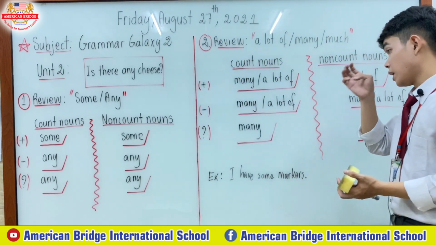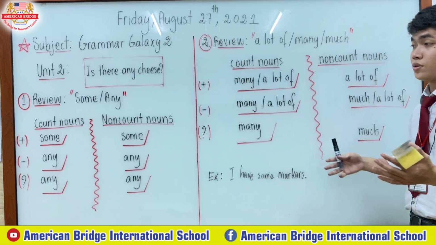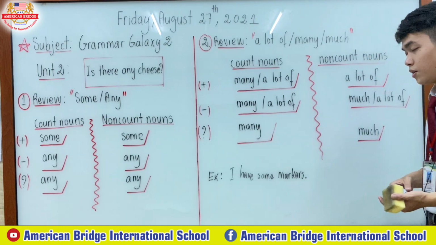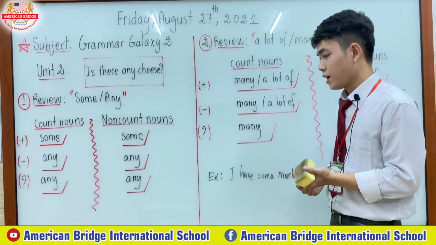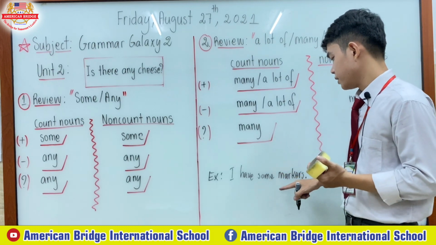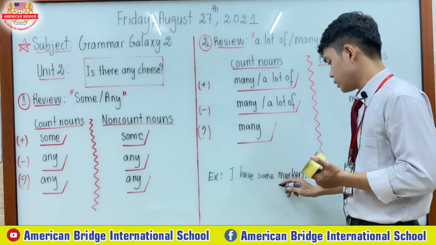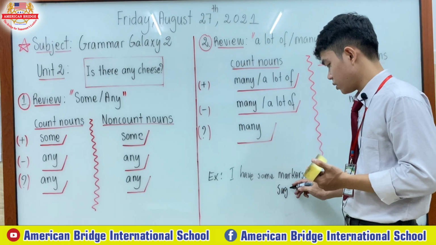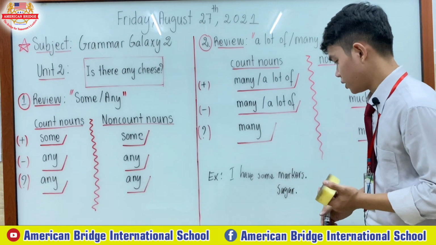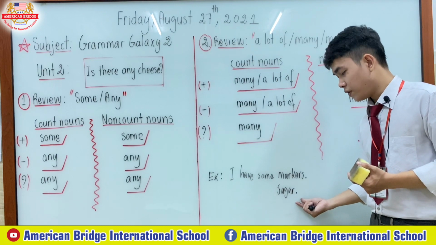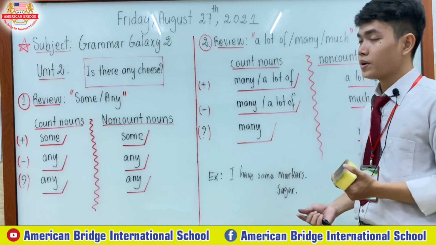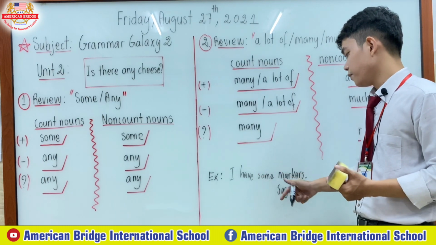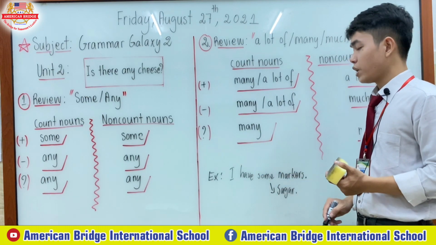And how about use with non-count noun? As we know, non-count nouns are the nouns that you actually cannot count, right? For example, like sugar. So you can say I have some sugar. Sugar in here, we don't need to add s, right? Because it is the non-count noun. So I have some sugar.